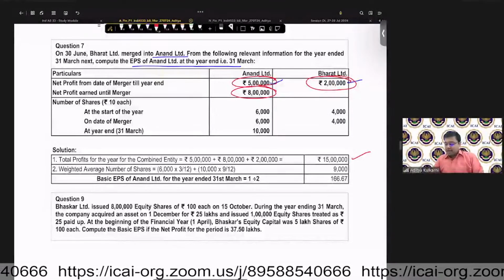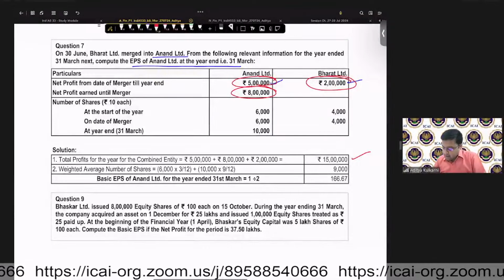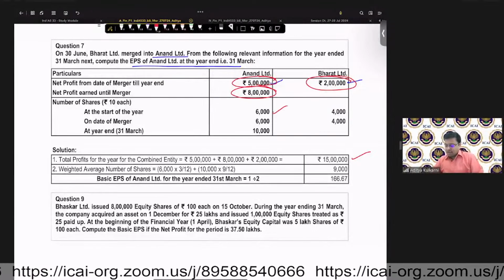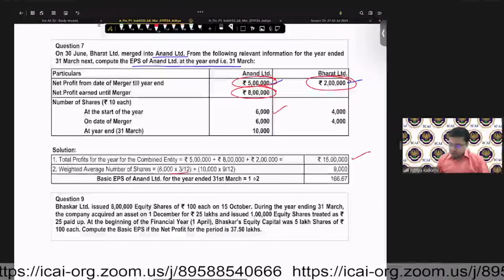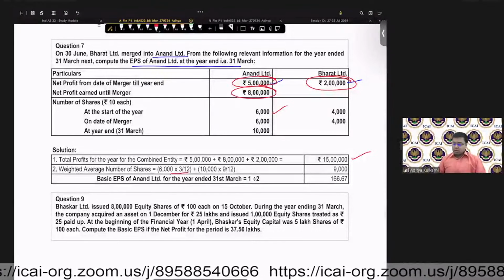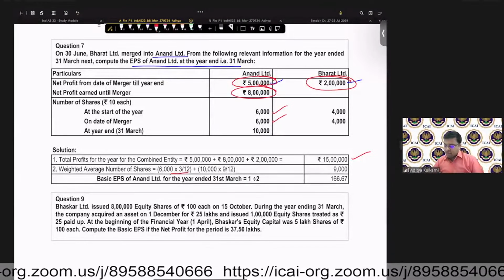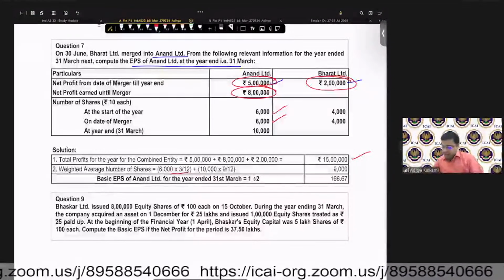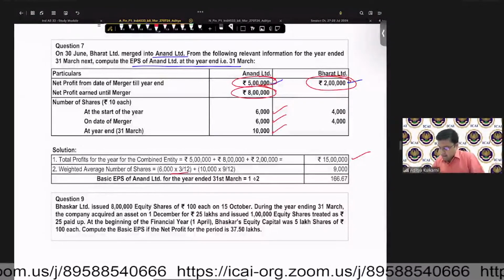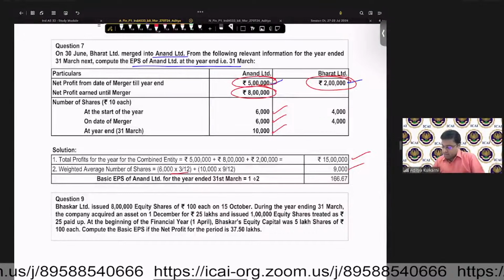So what is your weighted average number? Well, at the start, I'm having 6,000. So 6,000 into 3 by 12 till 30th June. Then you have taken over the entity. So on the date of merger, it was 6,000. But by the year end, it is 10,000 into 9 by 12. So 9,000.